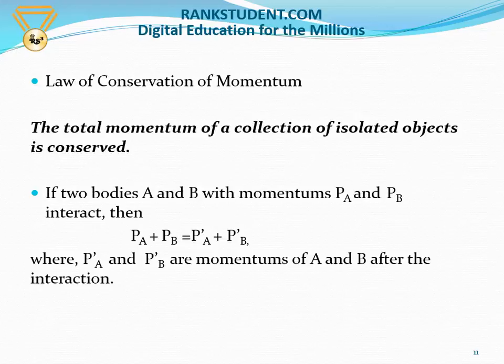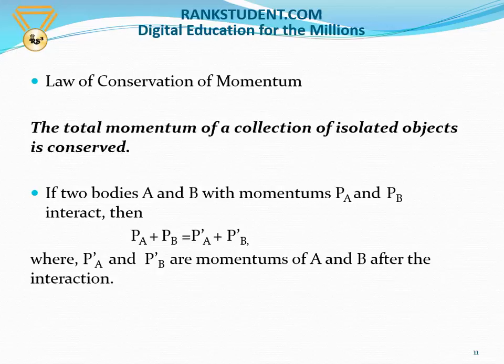The law of conservation of momentum states that the total momentum of a collection of isolated objects is conserved. What is a collection of isolated objects? It is a collection of isolated objects on which there is no net external force. Very often, we consider our universe to be an isolated system. Whether or not it is, that's a different debate. But these kind of assumptions are made so that we can make some sense of the physical world.